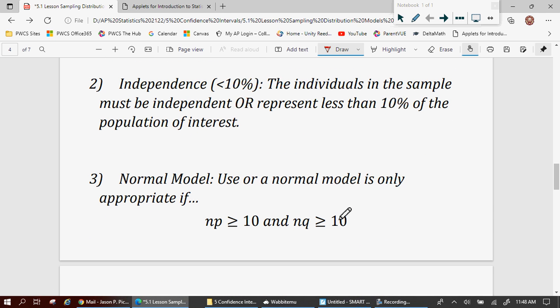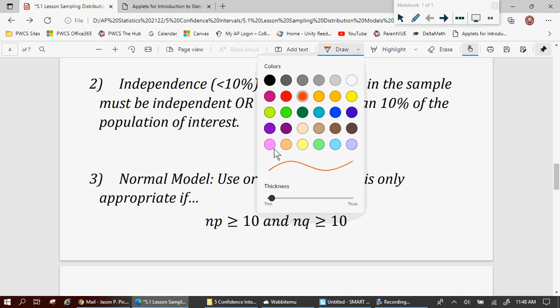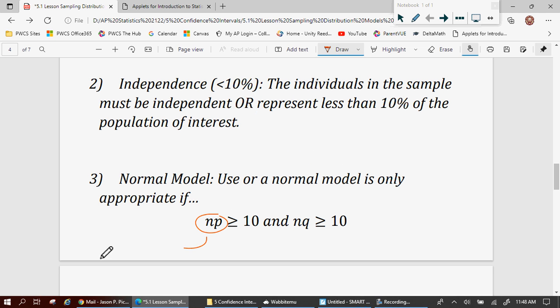And then, of course, we need to check that a normal model will work. The way we check that is we find our number of successes. That's what this NP stands for. So when we take our sample, we want to make sure that we have a good amount of successes. So at least 10 successes, at least 10 people that we would consider a success.